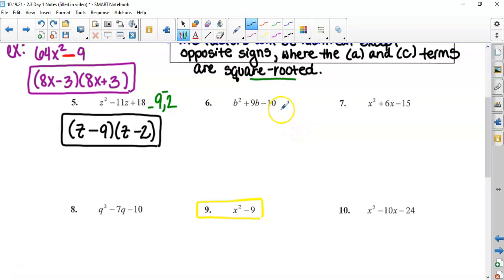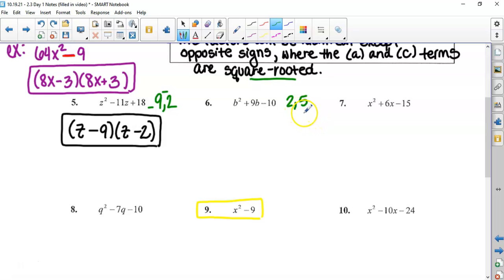Number 6, b squared plus 9b minus 10. A is 1. This is a quadratic, so I need factors of negative 10 that add to 9. My first thought is 2 and 5. Because this is negative, one of these has to be negative.